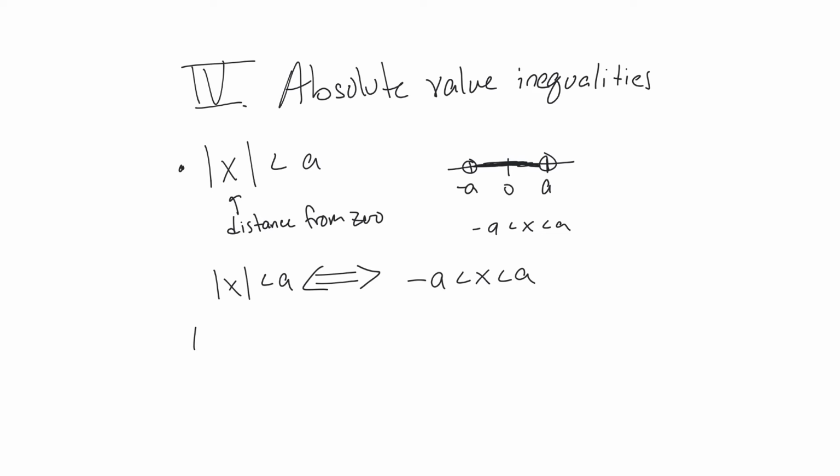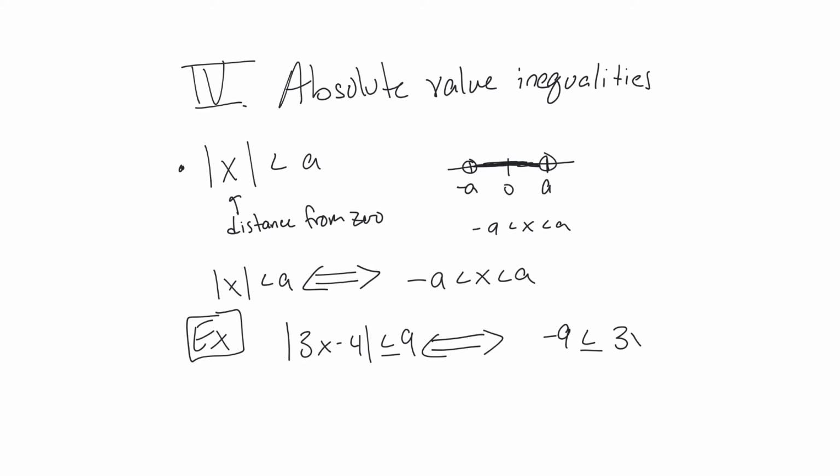Okay? So if we look at an example, say we wanted to figure out when the absolute value of 3x minus 4 is less than 9. Well, then we would need to rewrite that as negative 9 is less than, let's do equal to this time, less than or equal to 3x minus 4 is less than or equal to positive 9. So add 4. So that gives me negative 5 is less than or equal to 3x is less than or equal to 13.